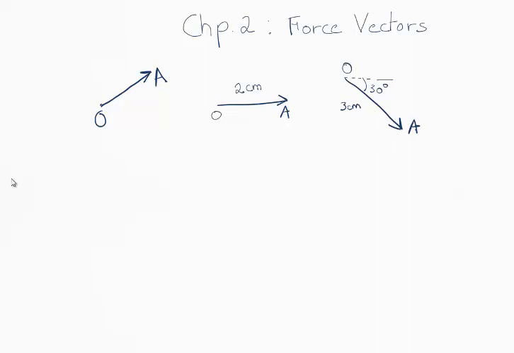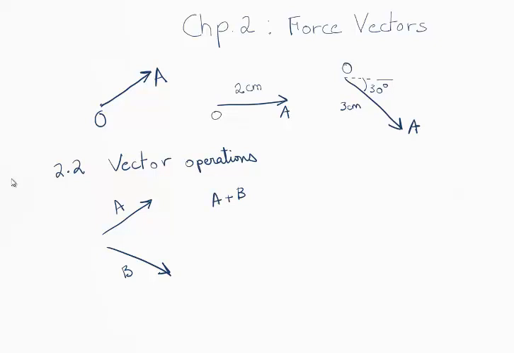So now we will talk about section 2.2, that is vector operations. Now let's say we have two vectors, vector A and vector B as such. If we want to do the operation A plus B, the way to do it is we have vector A like this, then we can bring the origin of vector B to the origin of vector A. So we have vector B over here.